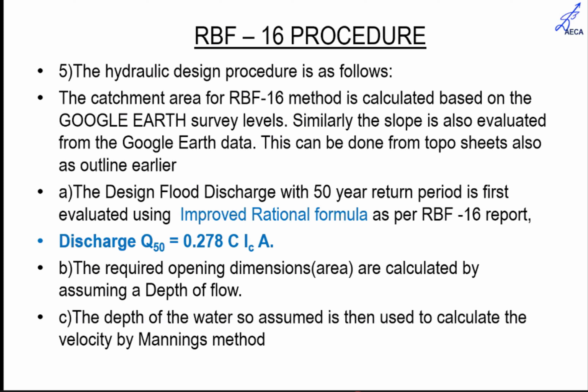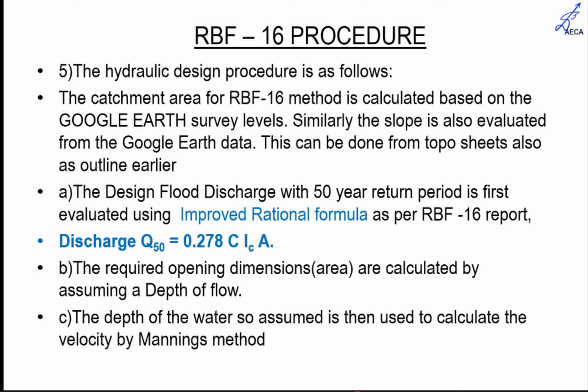Now, we'll discuss the RBF 16 procedure in brief. The RBF 16 procedure basically gives the equation for the design discharge as 0.278 CIA. Now, most of the formulas are basically with these three terms only. One is the runoff coefficient, the other is the intensity of the rainfall, and the third is the catchment area. And the discharge is basically directly proportional to that.